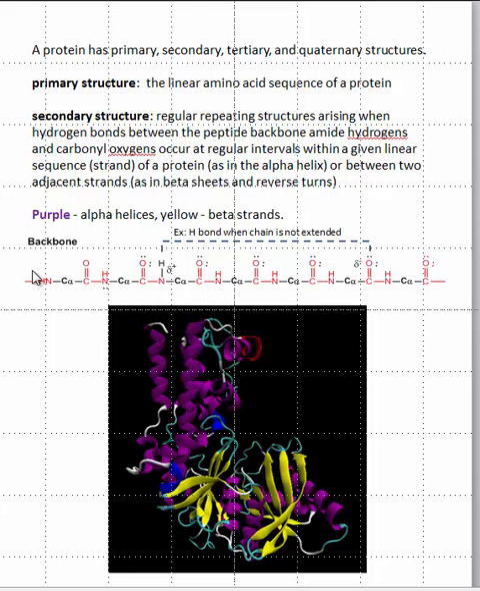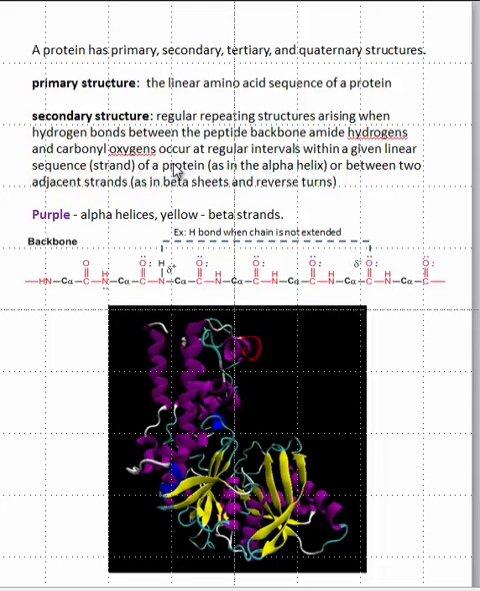For example, here's a protein backbone stripped of all the side chains, and notice I have hydrogen bond donors and hydrogen bond acceptors. If this amide hydrogen on this amino acid were to come close in space to this carbonyl oxygen, slightly negative lone pair of another amino acid further along the sequence, but close in space, you could form a hydrogen bond.